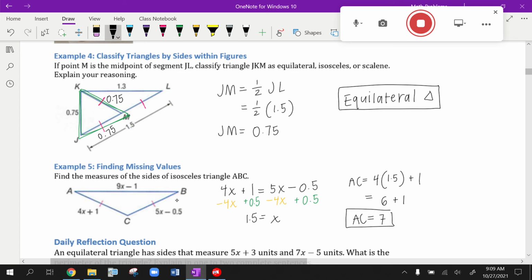Now I don't really need to plug in the measure for BC. BC is going to be easy to find because I know it's congruent to AC. If you wanted to check your work and plug in 1.5 again for CB as well, you could and make sure you get 7, but only if you have extra time. Finally, let's find AB by plugging in 1.5 for x. So we have 9 times 1.5 minus 1. First, do 9 times 1.5 to get 13.5. And then subtract 1 from that, you get 12.5.